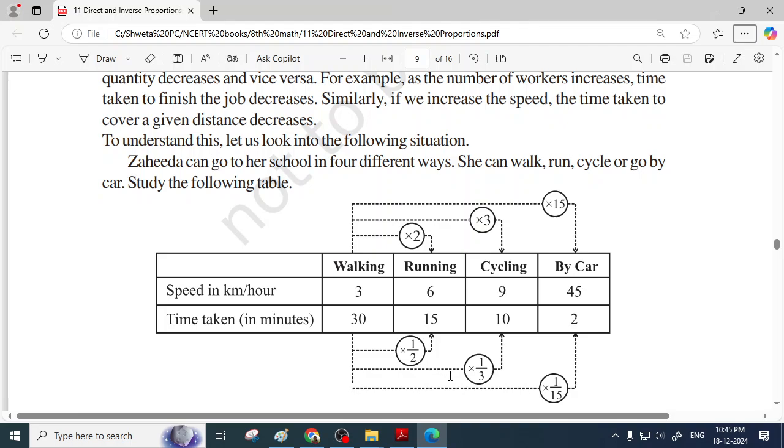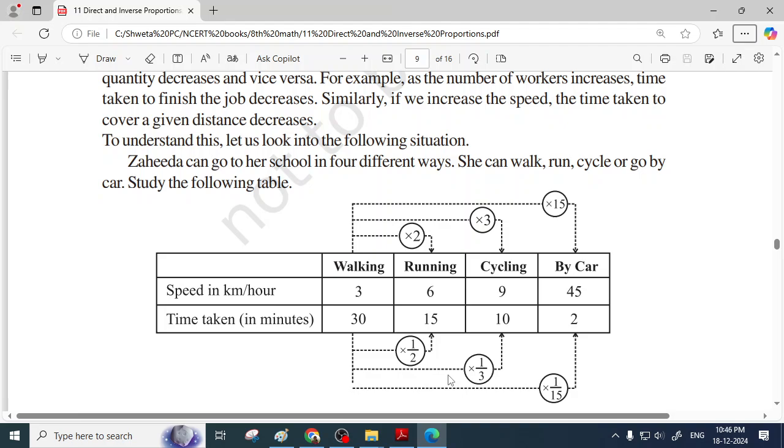Zahida can go to her school in four different ways. She can walk, run, cycle, or go by car. Study the following table. Walking speed is 3 km per hour, running speed is 6 km per hour, cycling speed is 9 km per hour, car speed is 45 km per hour. So here speed is increasing.